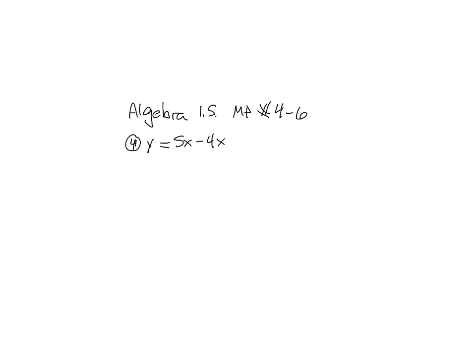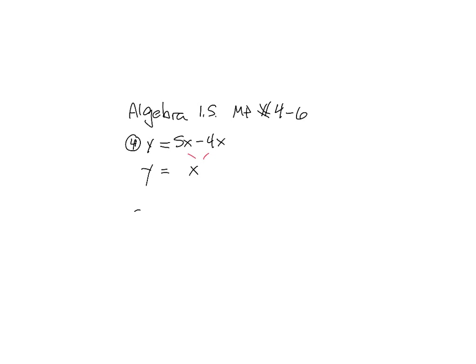Now, the very first thing we need to do here is we've got a 5x minus 4x. We need to combine like terms over here. 5x minus 4x is just a single x. And now we've got x equals y. At this point, we have solved for x because x has been isolated. It's all by itself. There's nothing else next to it.